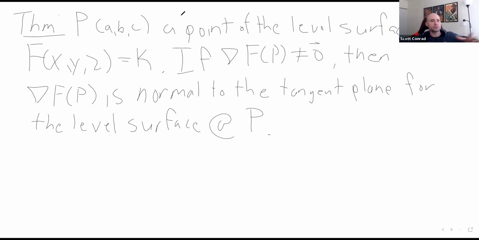So we have a level surface. We'll look at some examples of this. So we have a level surface of a function. Then the gradient of that function at some point on the level surface is going to be normal to the tangent plane to that level surface at that point. Moreover, you can directly use that to get the equation of the tangent plane to the surface.